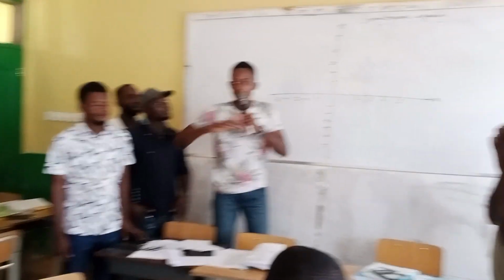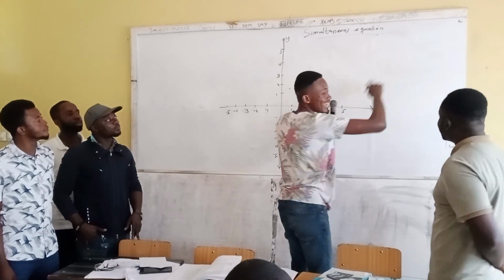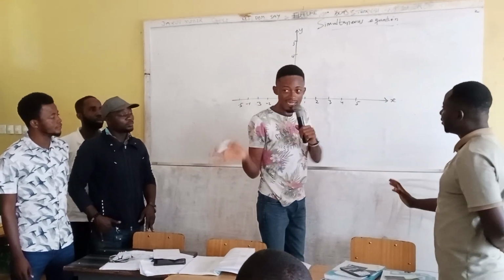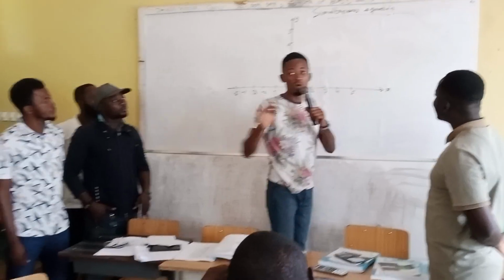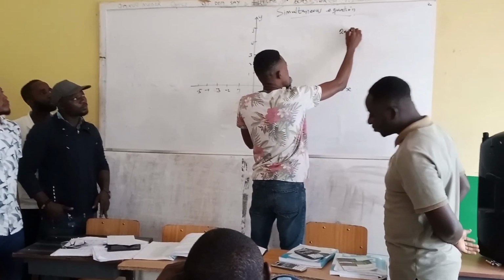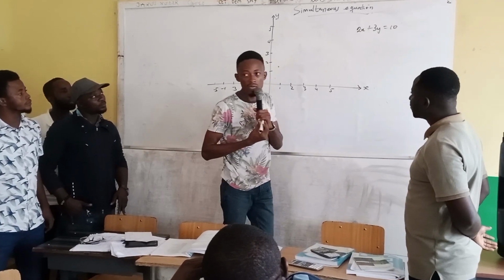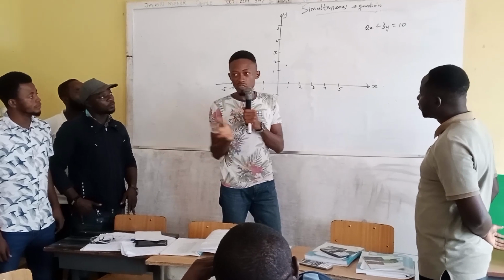Now, graphical method, of course, let's go straight by looking at a typical equation. When you have an equation, it is a mathematical statement. It's just like a statement that involves an equal sign. When you have any statement like 2x plus 3y is equal to 10, this is an equation. Why? Because it contains an equal sign.